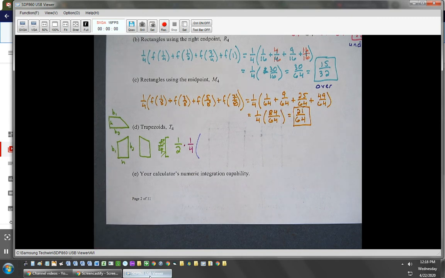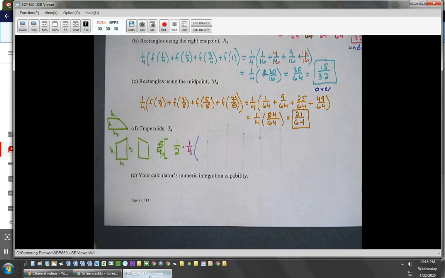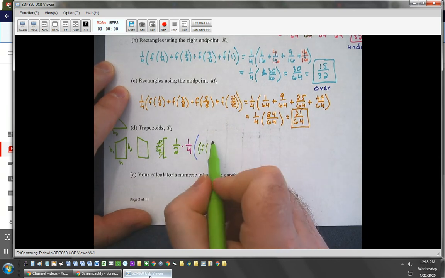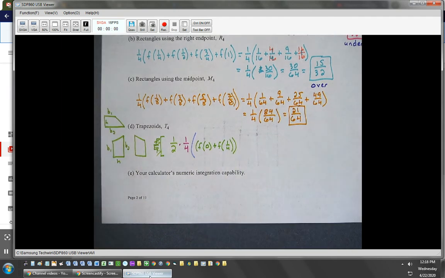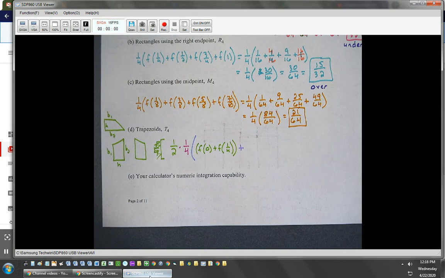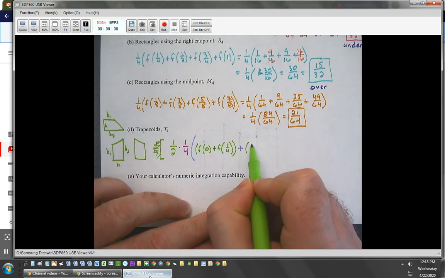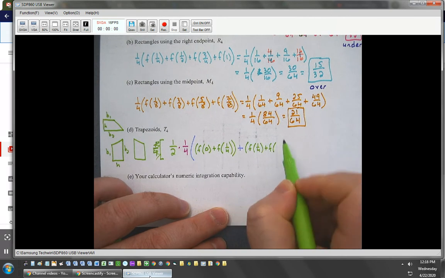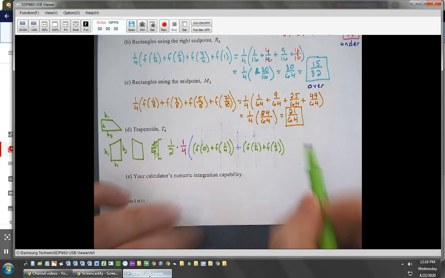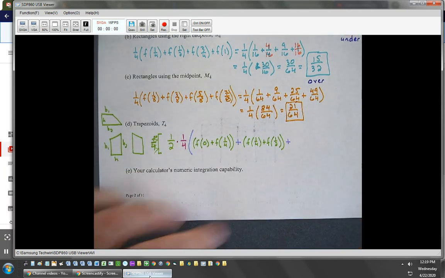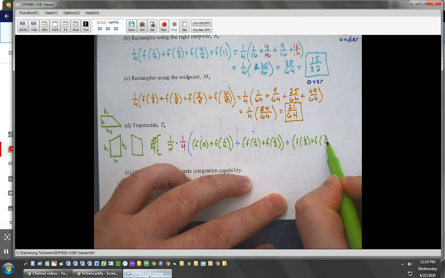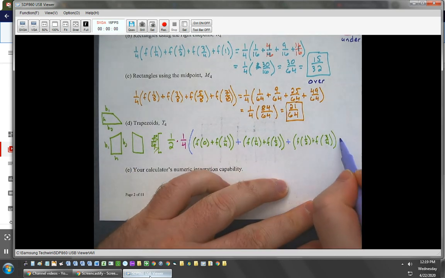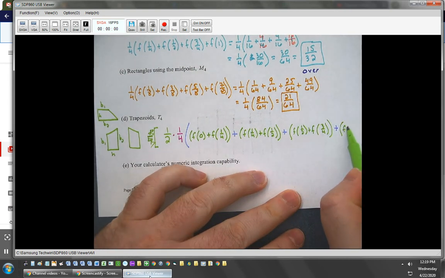Now I'm going to do each base 1 and base 2 for each one of these trapezoids. So my first base 1 and base 2 is f of 0 plus f of 1/4, plus, this is going to be really annoying, f of 1/4 plus f of 1/2, plus f of 1/2 plus f of 3/4, plus f of 3/4 plus f of 1.